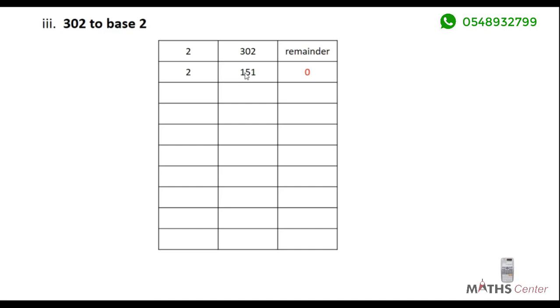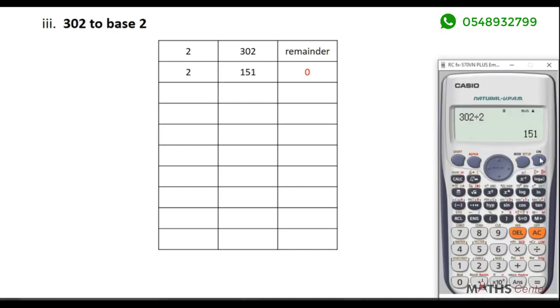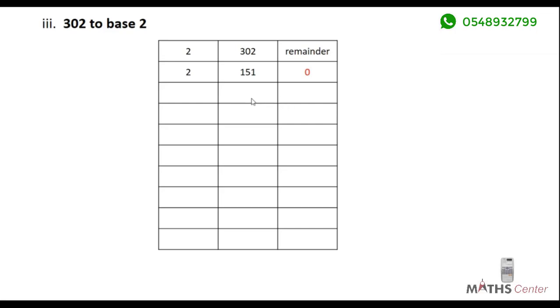You divide 151 by 2, and that will give us 75.5. So the whole number part is 75, then a remainder of 1, because if you multiply 2 by 75, you get 150. You subtract 150 from 151 and we get a remainder of 1.